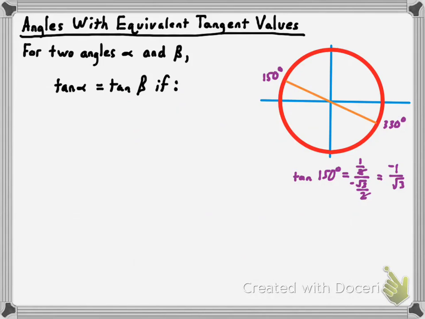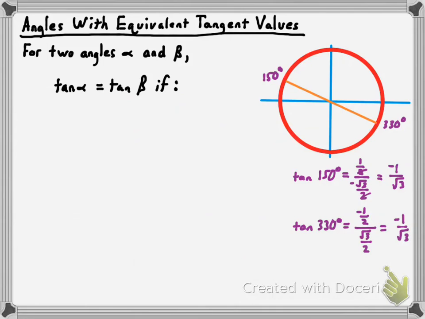Then let me show you the tangent of 330 degrees, again doing sine over cosine. The sine of 330 is going to be negative 1/2. The cosine of 330 is going to be positive square root of 3 over 2. And that as well will simplify to negative 1 over the square root of 3. Now probably one example is enough to convince you here. Angles at opposite ends of the diameter of a unit circle have the same tangent values.